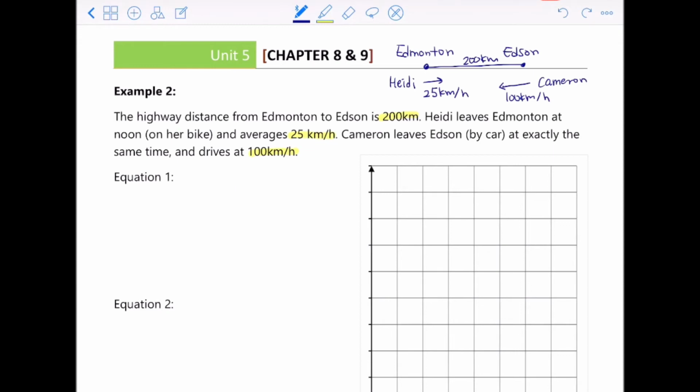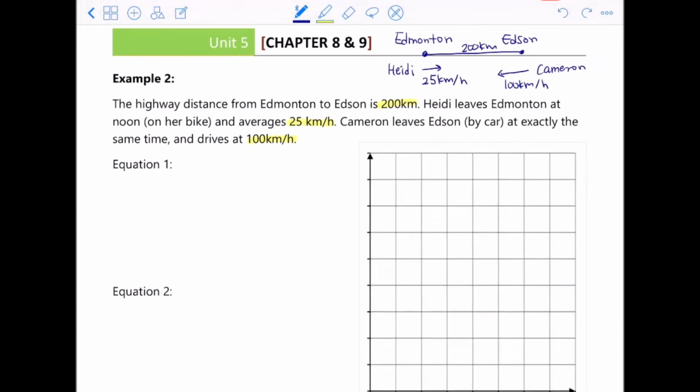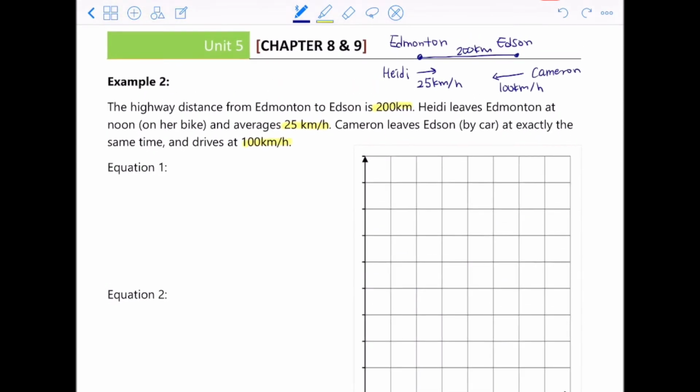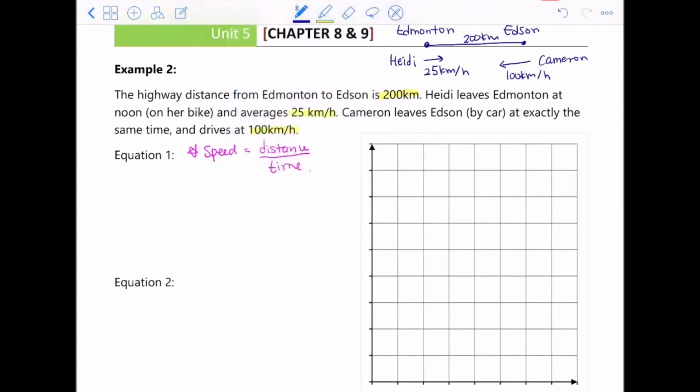Okay, so let's set our equation here. First, we'll need to use everything we know. So we were given speed of them traveling, and notice that speed is distance over time. Okay, so equation 1 will be for Heidi and equation 2 will be for Cameron. And they both have to have a distance and time in it because we only know speed.